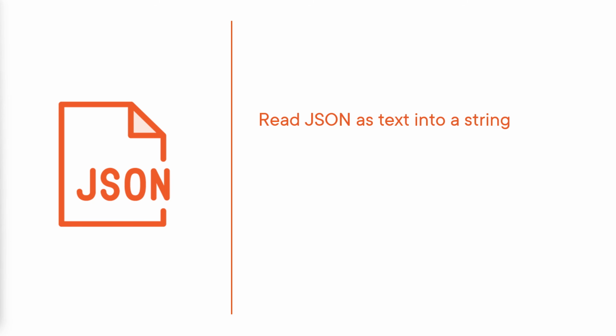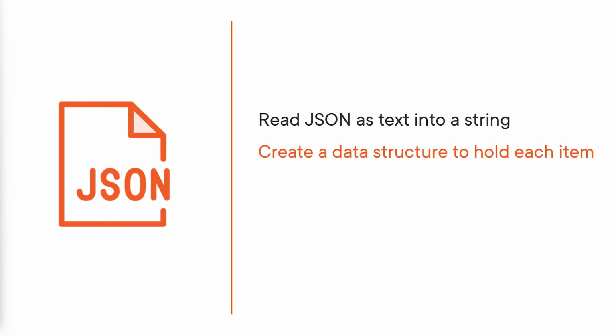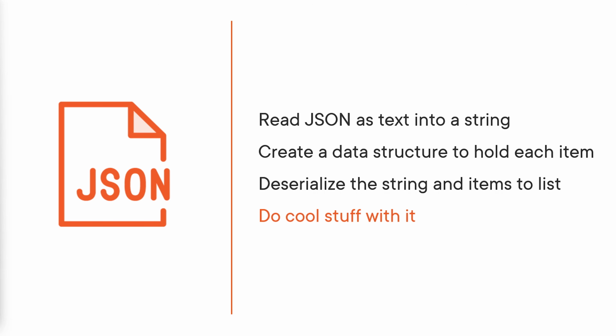Okay, so that's how you read JSON with C#. In this case, we use JSON stored in a text file. If you're using a web application or WPF or something like that, it won't be in a text file, but the process is the same. You need to read JSON text into a string, create a data structure to hold each record, deserialize that JSON string and add each JSON item into the list of the records that you want to create, and then do cool stuff with it.